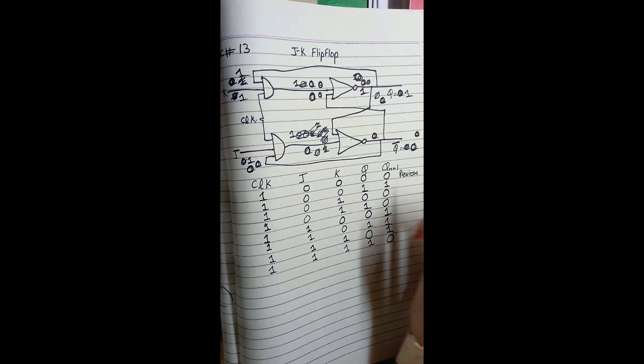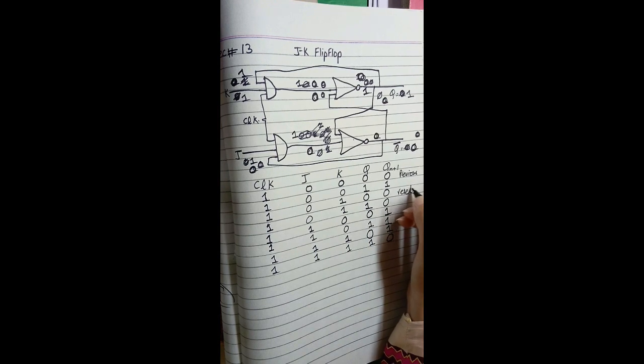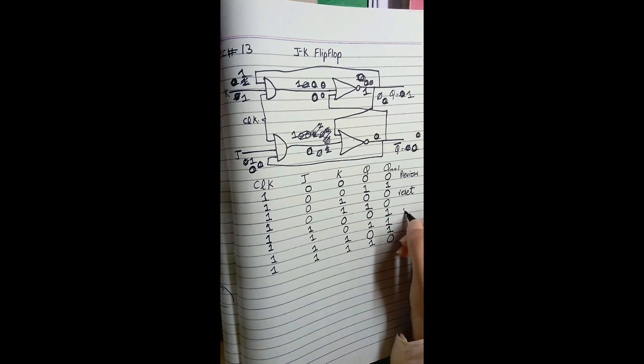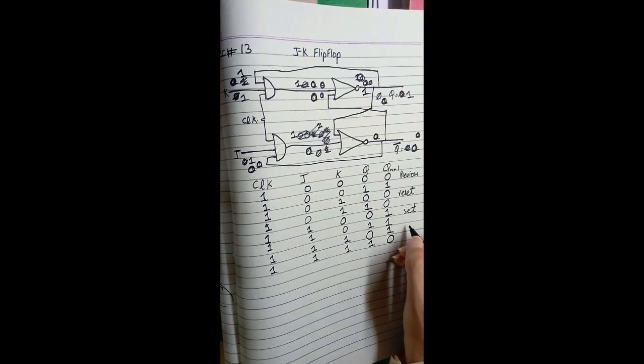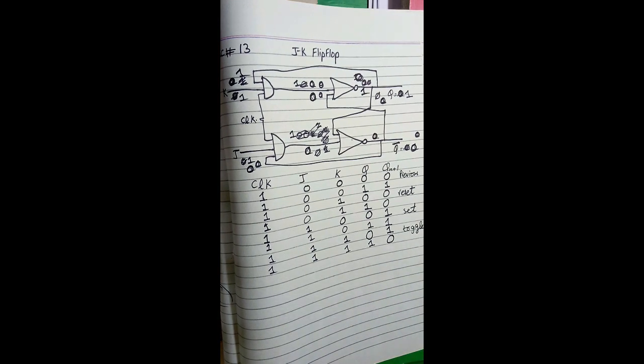When we have Qn and Qn plus 1 both 0, this is our reset state. This is our set state, and when we have 0 and 1 and 1 and 0, these are our toggle states. So now this is our JK flip-flop, and I have explained it completely.